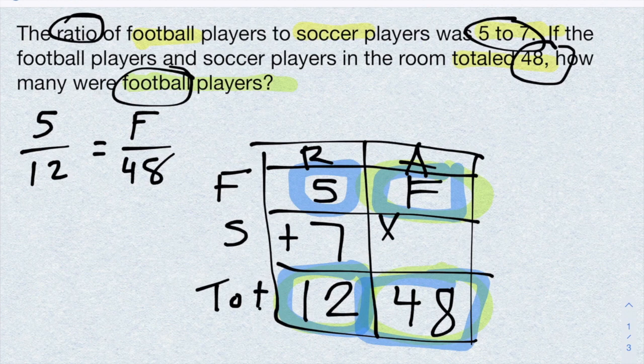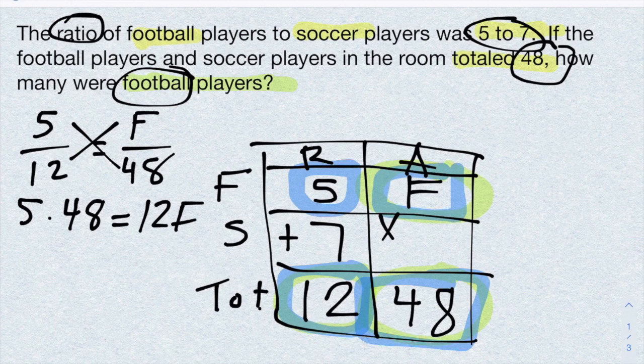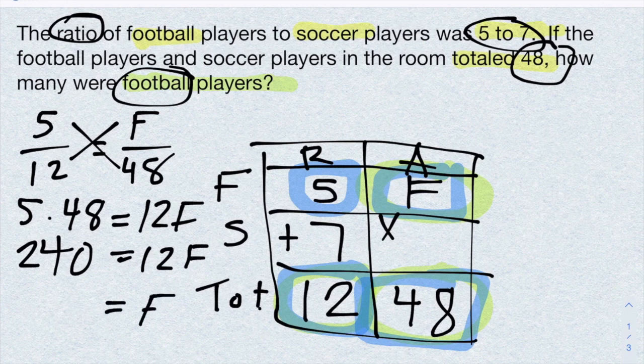Now, every time I have a letter with a fraction, I always cross multiply. That gives me 5 times 48 equals 12F. According to my book, 5 times 48 is 240, and that gives me 12F. Now I need to get F by himself, so I'm going to divide my 240 by 12, and that's going to give me F equals 20. And I need my label, so this is 20 players.